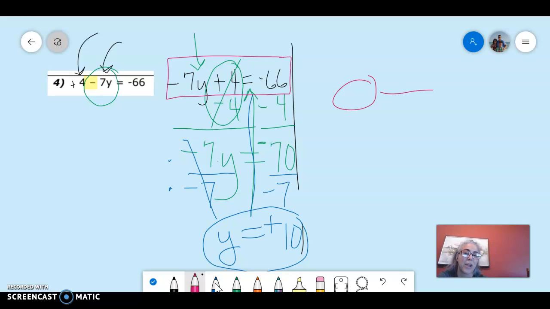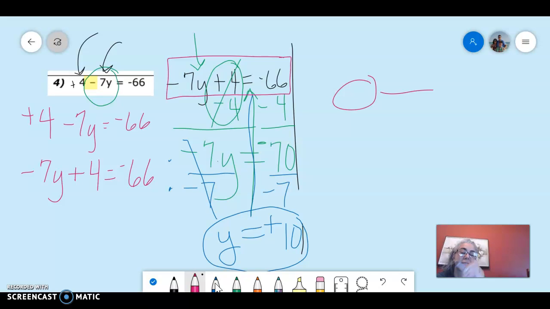level, because the other way over here was crazy when it said 4 minus 7y equals negative 66. Okay, I'm rewriting it by putting the negative 7y in front. I'm recognizing that this 4 is a plus 4 equals negative 66. Okay, my variable is y. And the first thing I'm doing to the y is I'm multiplying it by a negative 7. Okay, and that becomes a negative 7y.